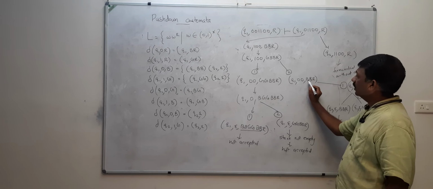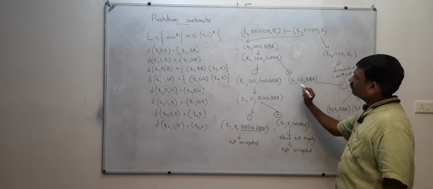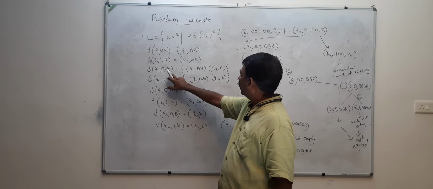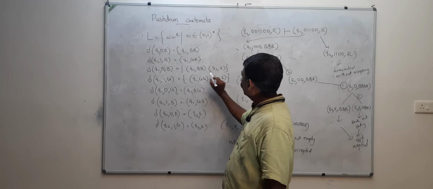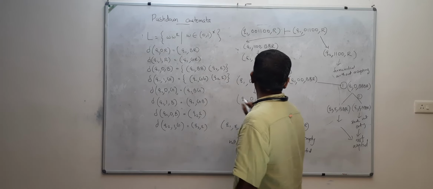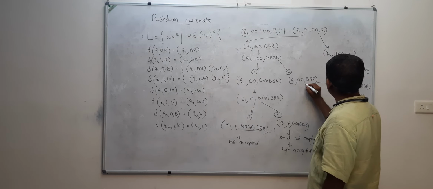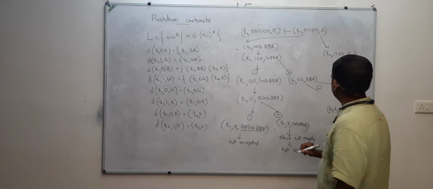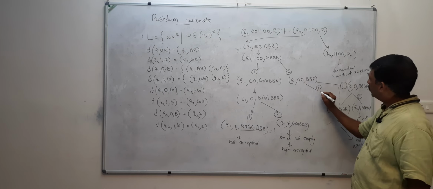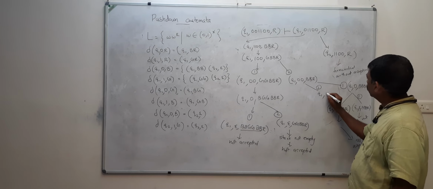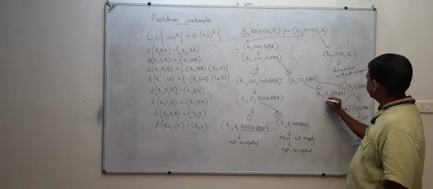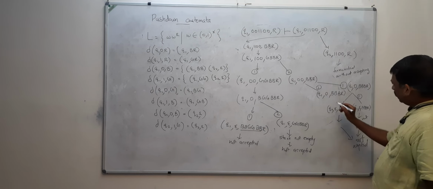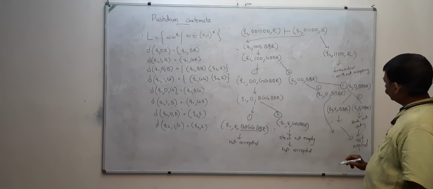What about this? Q101 blank. What will happen? There are two possibilities. Either you can push a blank or you can pop a blank. The first case, you are pushing a blank. That means this will become Q1 0 B B B R, and the rest I am going to write here.